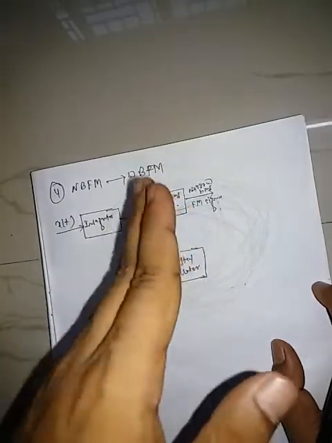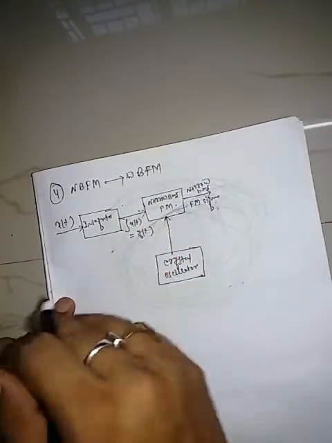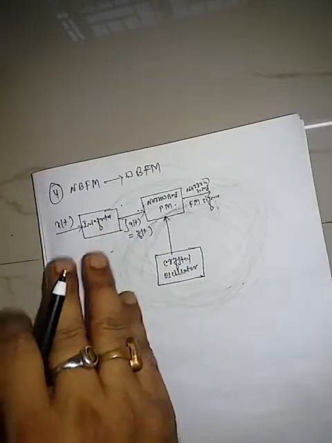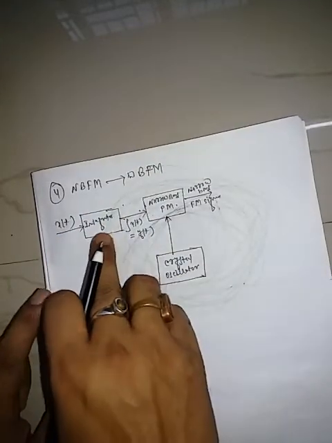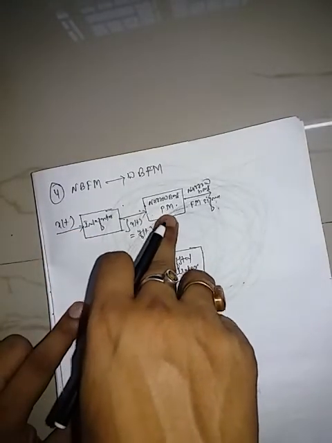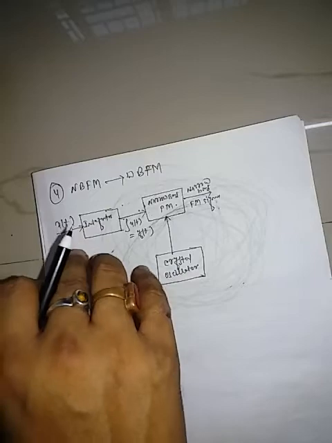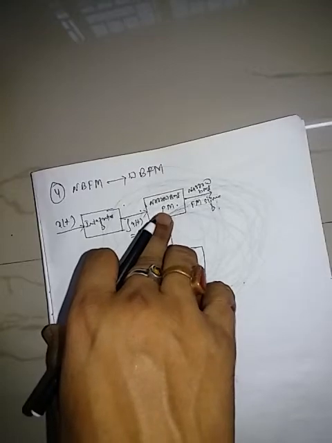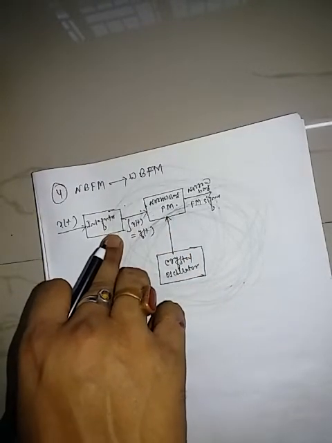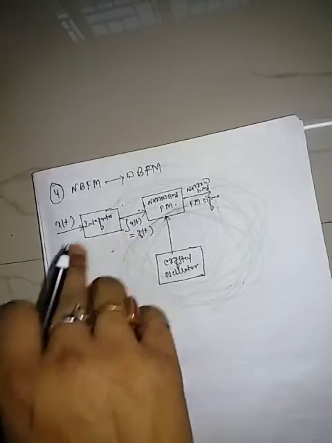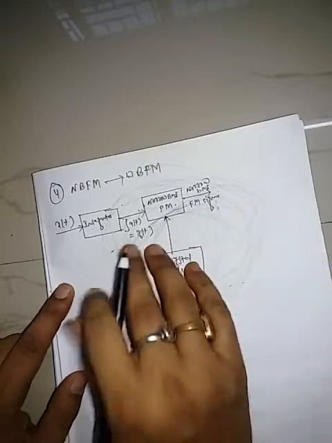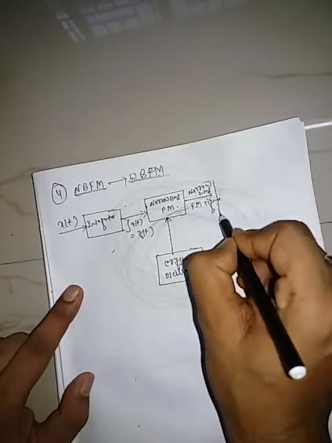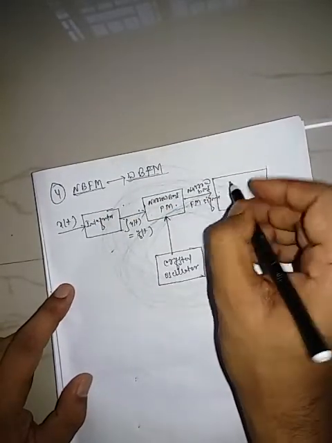If we use a phase modulator, an integrator is used. If we consider an FM modulator, a differentiator is used. Here we generate FM using a PM modulator, so we first integrate the modulating signal. The output of the narrow band PM is narrow band FM, but in the Armstrong method the narrow band FM is converted into wide band FM. So the next block is the frequency multiplier.